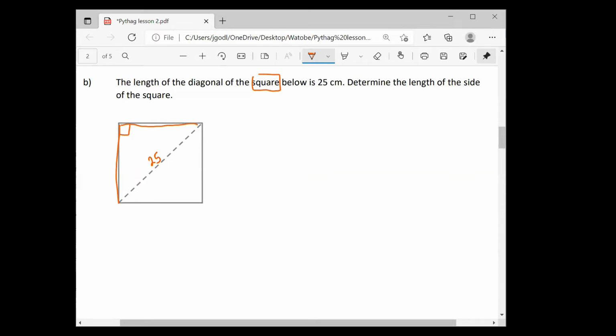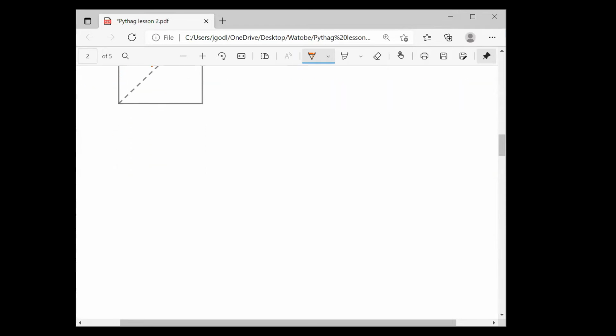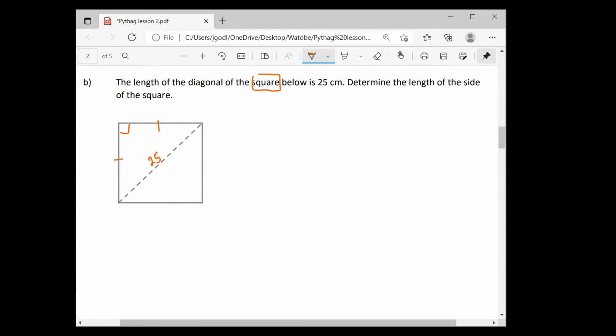If it's a square, I think all sides are equal. Beautiful. Well done. So because it's a square, that's 90 degrees, and this side is equal to that side. Okay. So, we've created a right angle triangle, which is what we need for Pythagoras, which is good. And we know that those two sides are the same.